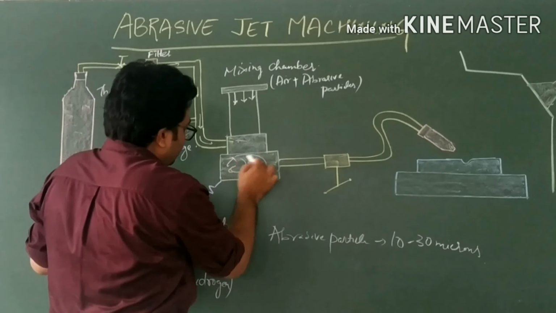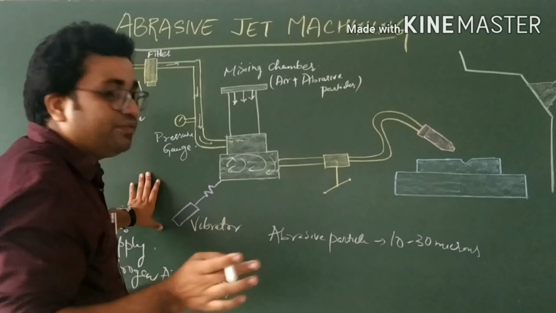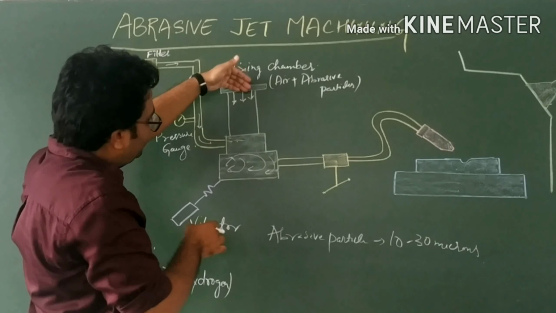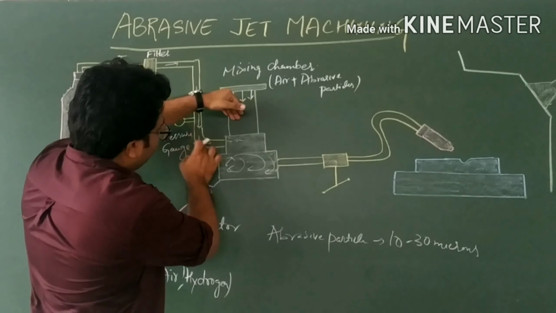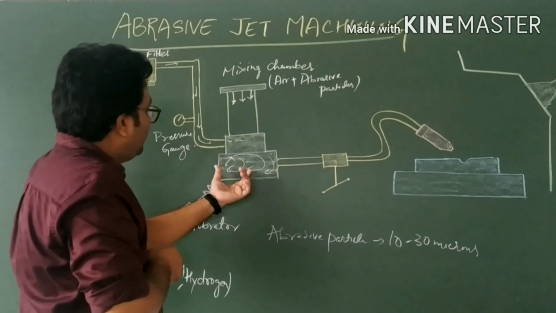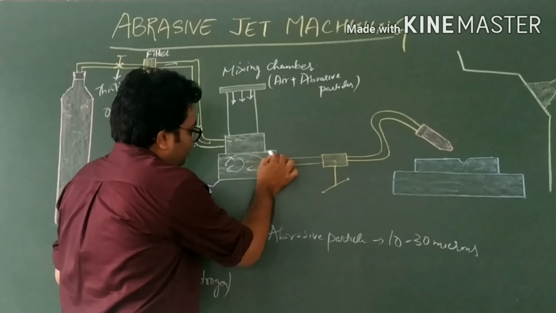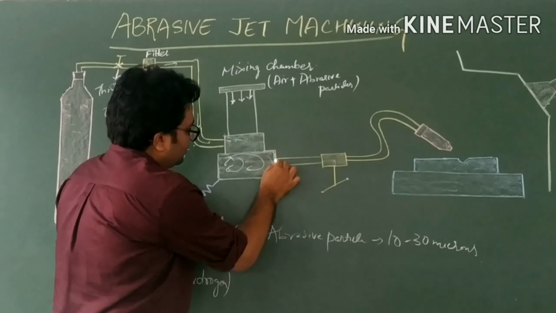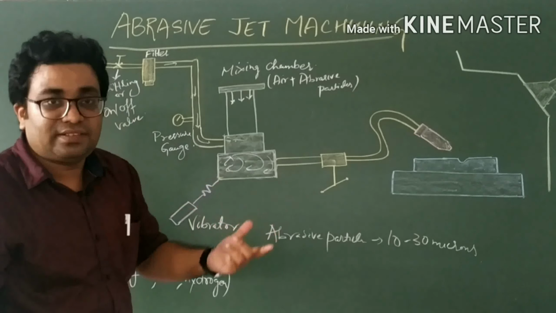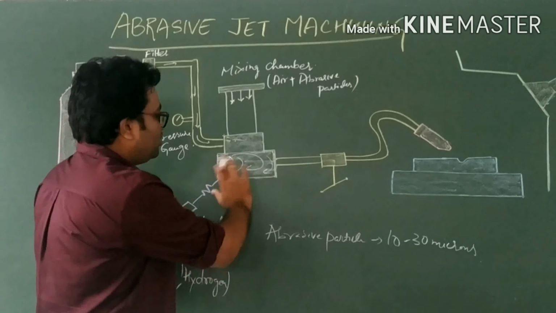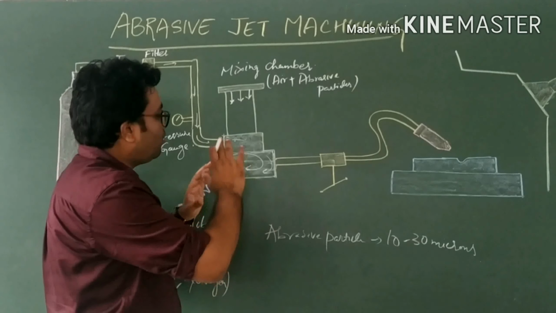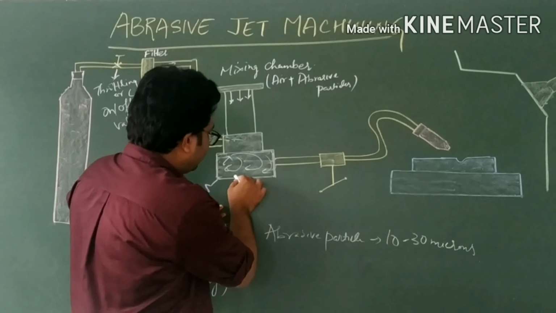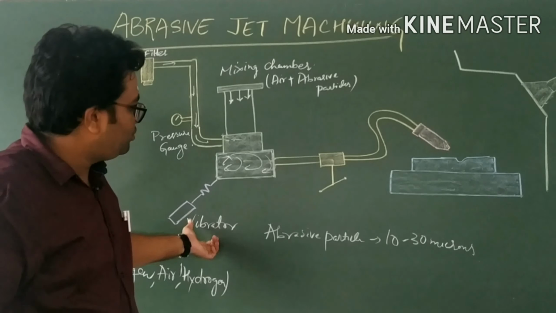The abrasive particles are much harder as compared to the normal workpiece. In the mixing chamber, the abrasive particles come from the top and the air comes from here, and they mix continuously. As a result, sometimes the abrasive particles get stuck on the walls of the mixing chamber. To prevent this, the vibrator is used, and it continuously shakes the mixing chamber for the complete mixing of the air and abrasive particles.